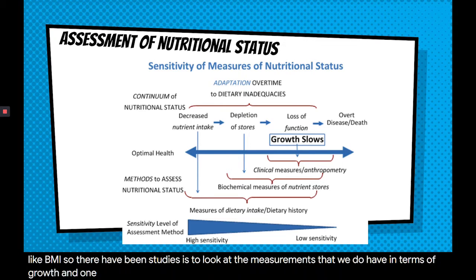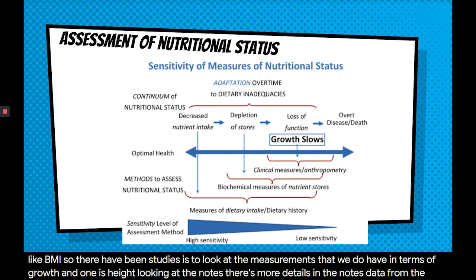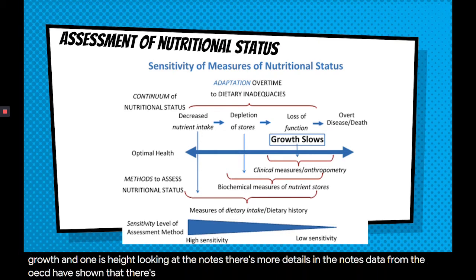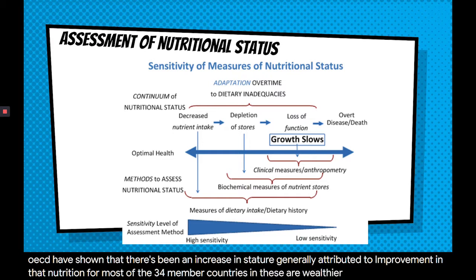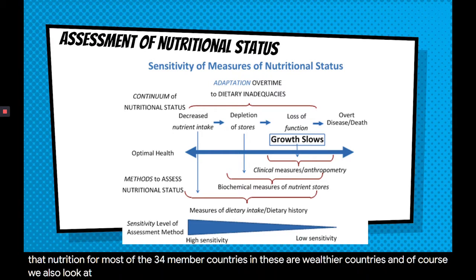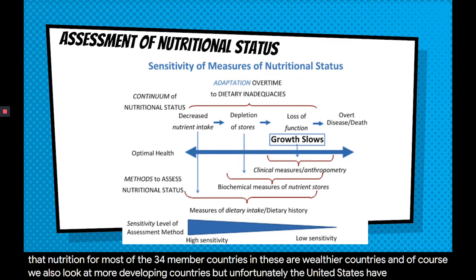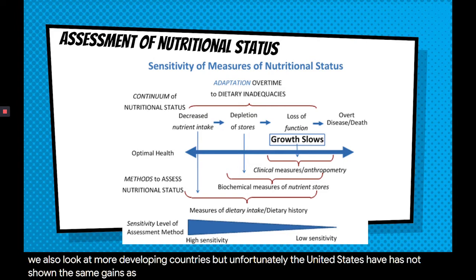So there have been studies to look at the measurements that we do have in terms of growth, and one is height. Data from the OECD have shown that there's been an increase in stature generally attributed to improvement in net nutrition for most of the 34 member countries, and these are wealthier countries. And of course, we also look at more developing countries. But unfortunately, the United States has not shown the same gains as other countries.